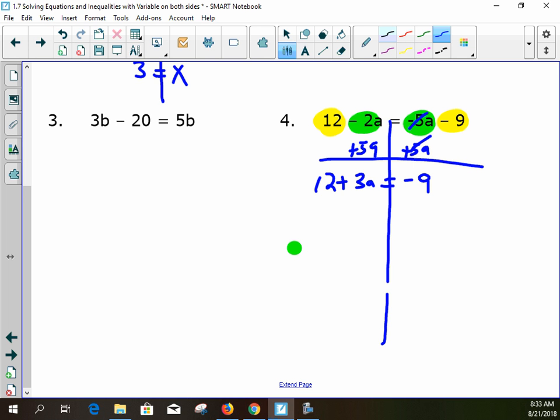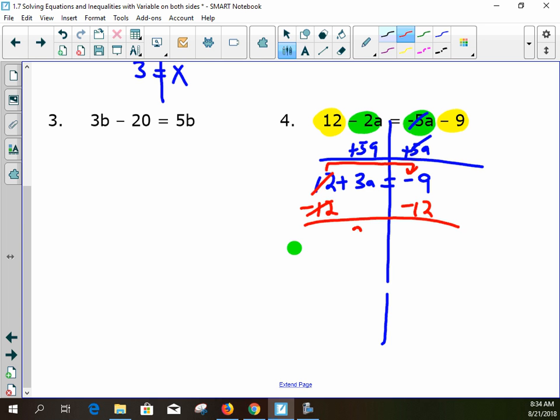Okay, so now you might have moved the 12 first. So your second step is going to be different. Now, with what I did, what do I have to move next? I have to move the 12. Now, I don't have to. I could move the 3a back over to the other side if I wanted to. And if I move it over here, what's it going to become? Negative 3a. You can move anything you want as long as you do it correctly. But I'm going to move the 12.